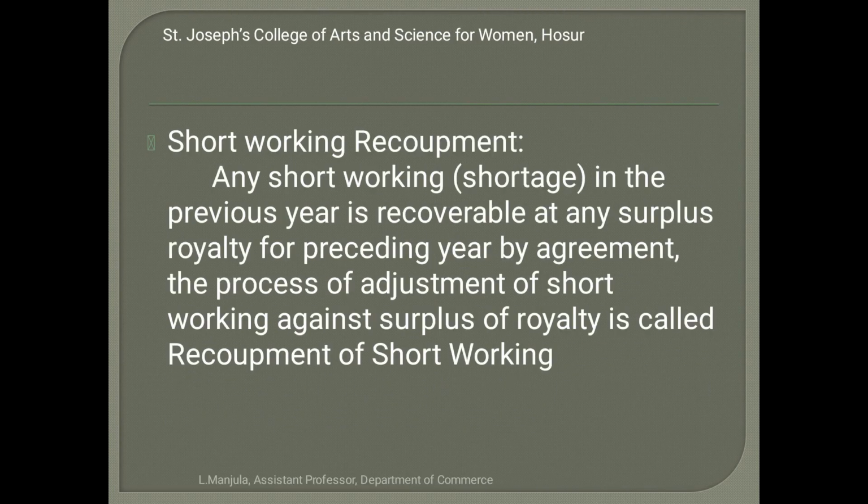Next, we have to see short workings recoupment. Any short working in the previous year is recoverable out of any surplus royalty in a succeeding year, by agreement. The process of adjustment of short working against surplus of royalty is called recoupment of short working.